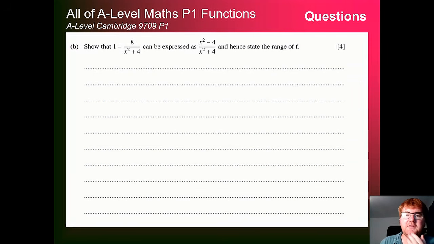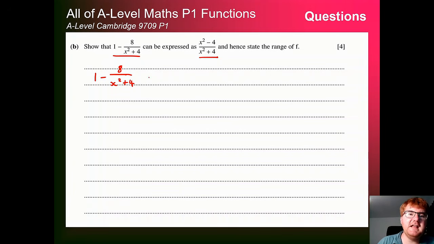Okay, and now this is quite a typical style question where they want you to change the function slightly so you can say something about the domain or range. So first of all, we need to show that this is equal to this. So what we're going to do is we'll start with 1 minus 8 over x squared plus 4.